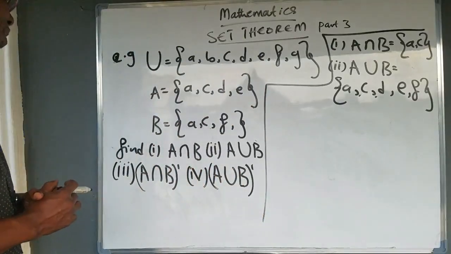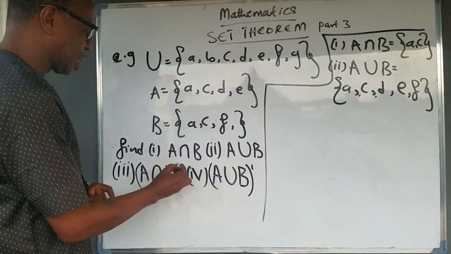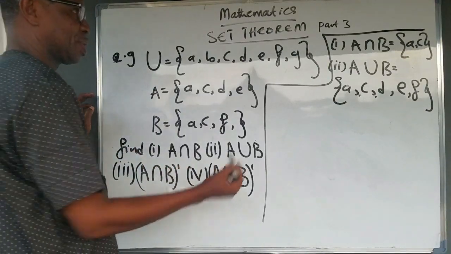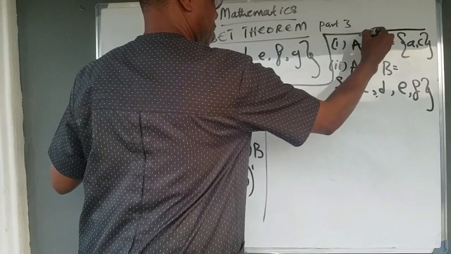Then the third question is A intersection B complement. So complement can be like this or small c. So you go back to the first one. That's the solution now.